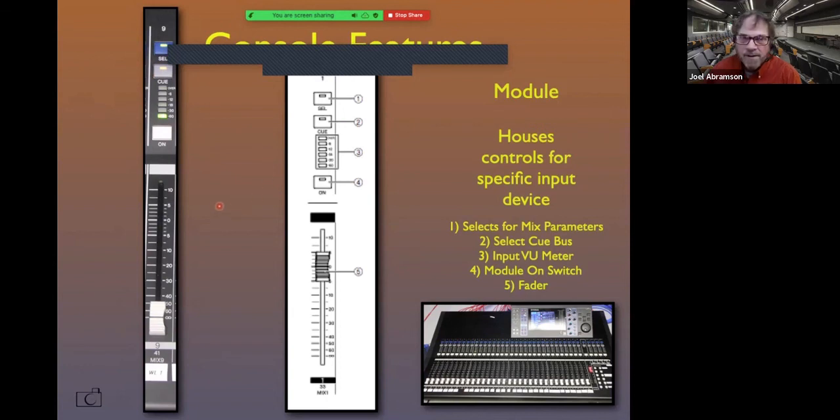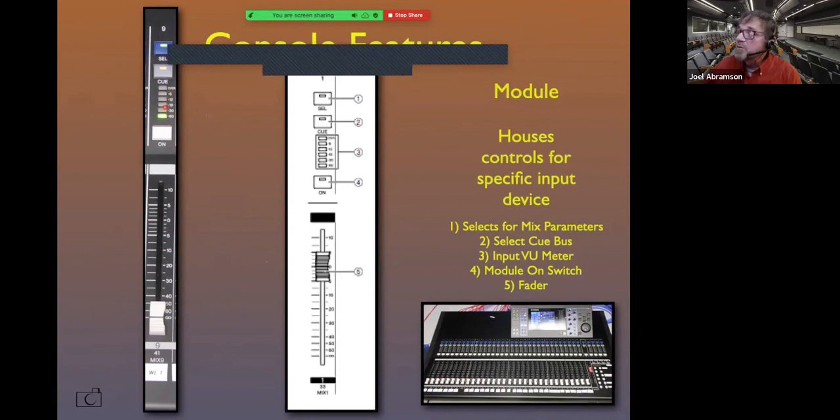So we got a problem here. Somebody downstairs says the microphone's not working, right? And the microphone's, of course, on this fader somewhere. Well, the first thing you want to do is look up here at this section, because there's a VU meter right here. And if these VU meters are moving, then you've got signal coming into the board, into this module.